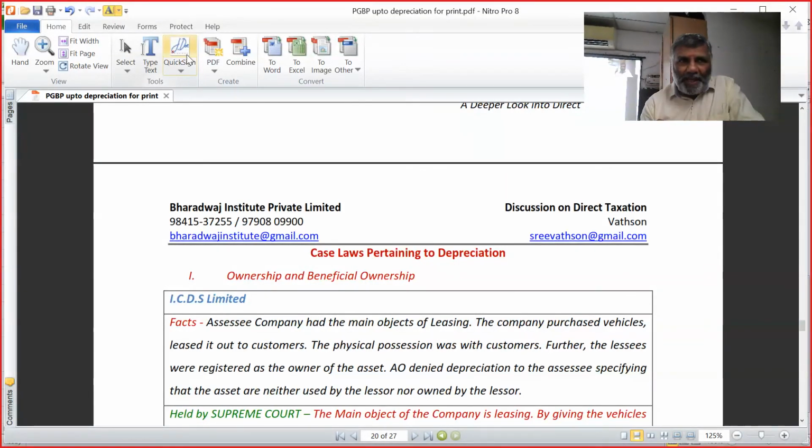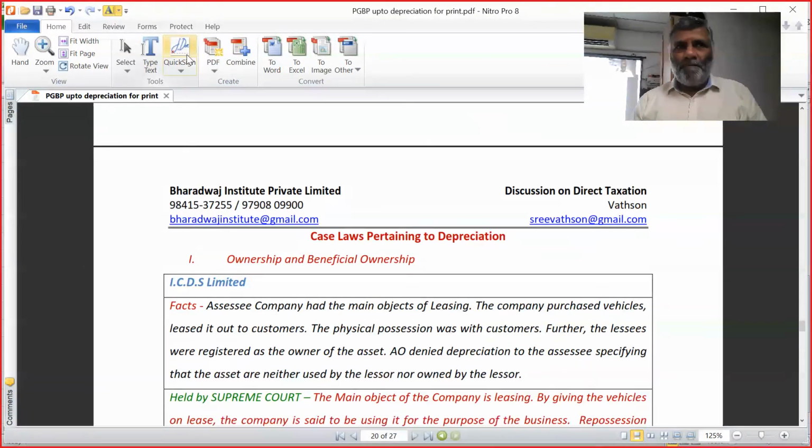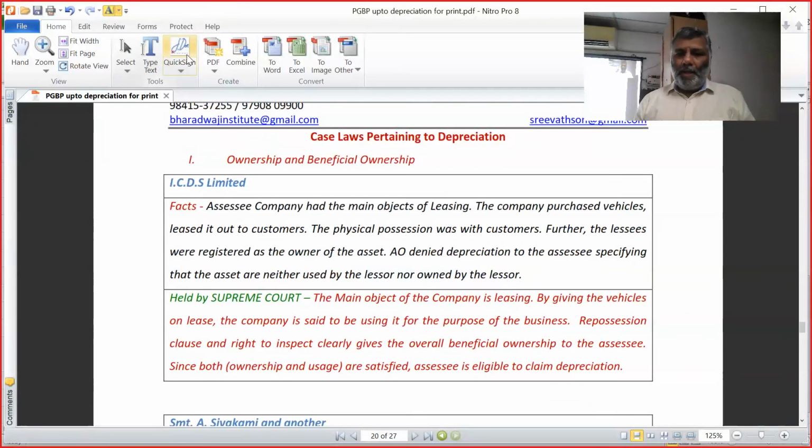Usage here means giving the vehicle on lease to the other person. The vehicle can be repossessed, the vehicle can be inspected. All these conditions are there to prove that the owner is only the lessor. Only for formality's sake, it is being registered in the name of the lessee. The main object is leasing. By giving the vehicle on lease, the company is said to be using it for the purpose of business. So they are only using it.